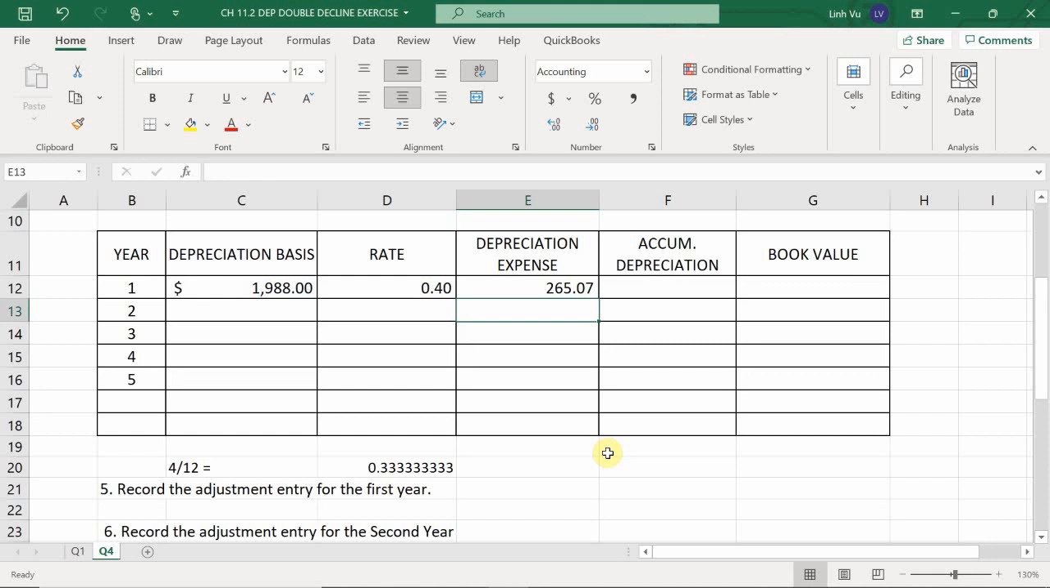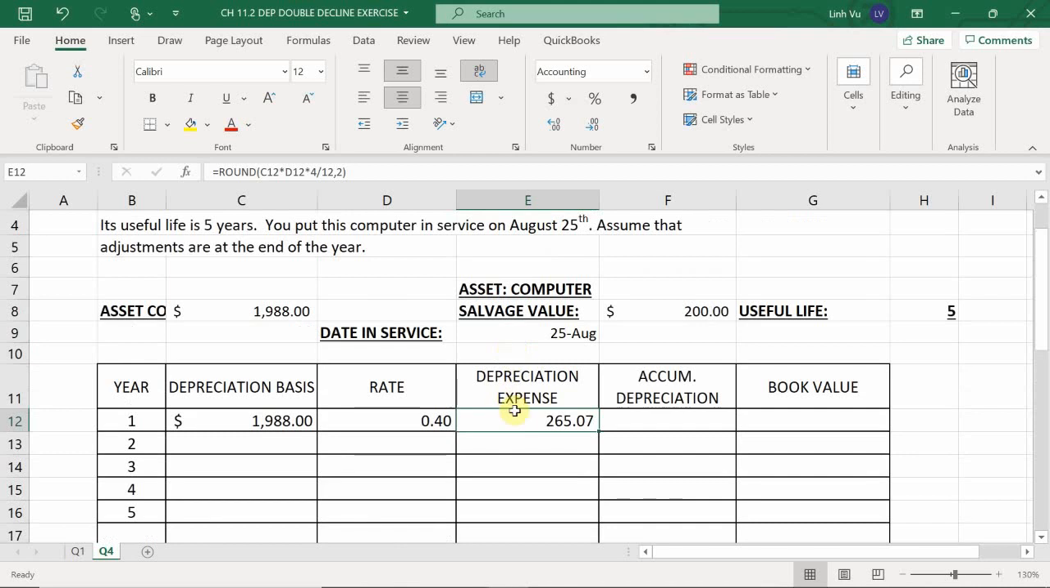But in this case, whichever method you find easier, as long as you understand that it is not for a full year. It's only for 4 months, or 1/3 of a year. Okay, so in this case, that should give you 265.07, right? 765.20 divided by 3 should give you 265.07.